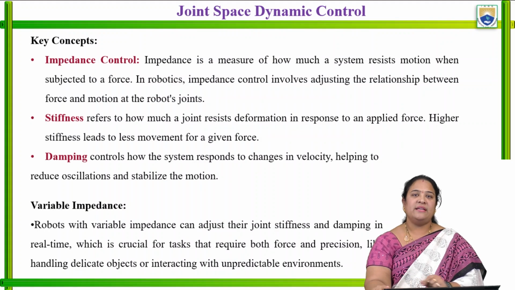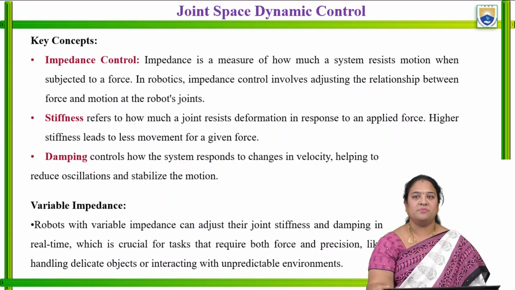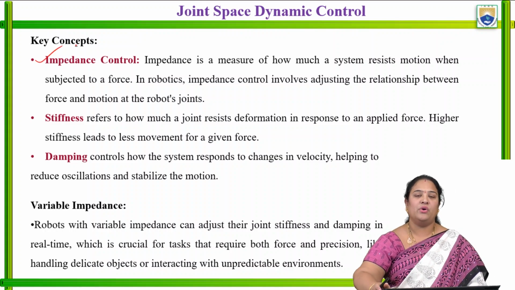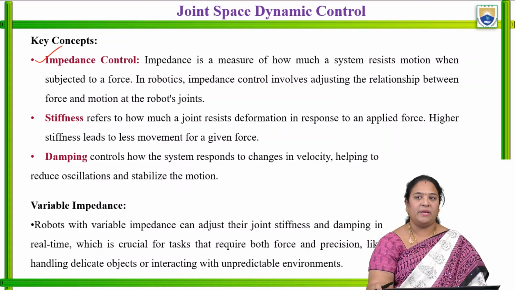Now, next, let us see the main important concepts which come under impedance, joint space dynamic control, or what we call joint impedance. Here we need to have control on the impedance. That is one of the key points. We need to have control on the stiffness or the damping. When we consider any robot, it should involve impedance control, that is, the relation between the force and motion at the robot joints.